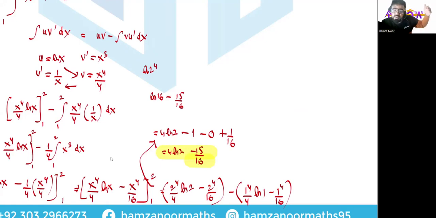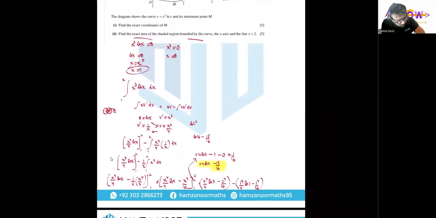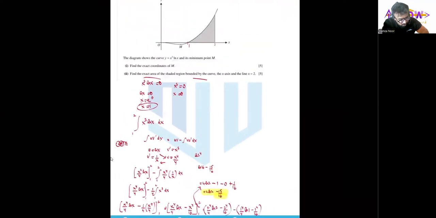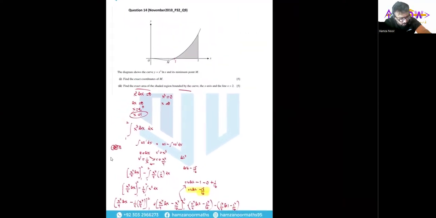Unless the question says to give your answer in the form of ln a minus b over c, where a, b, and c are integers to be found. It is something else. However, in this particular part, the only requirement is to find the exact area of the shaded region. So 4 ln2 minus 15 over 16 is your answer. So this was basically question number 14 of the handout, October-November 2010, paper 3, variant 2, question number 9.